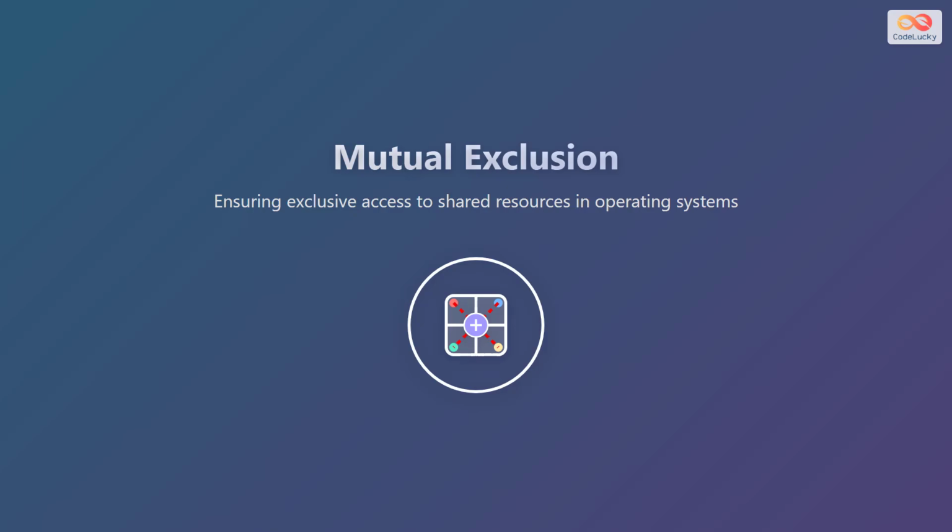Let's delve into the concept of mutual exclusion, a crucial aspect of operating systems. This principle ensures that shared resources are accessed by only one process at a time, preventing conflicts and maintaining data integrity. We will explore how mutual exclusion is achieved and why it is essential for concurrent systems.